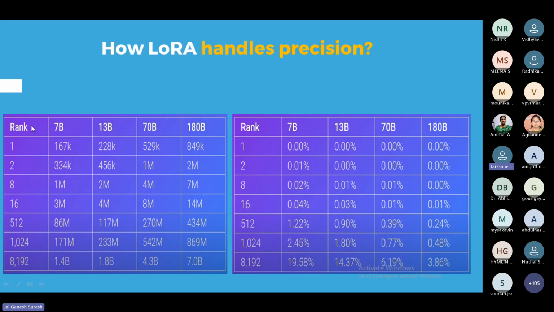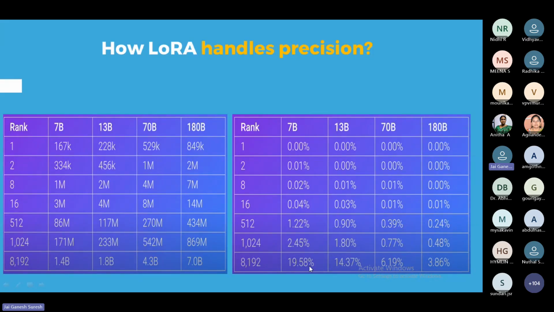If I fine tune the same model with rank 2, it will be 334K parameters. That makes a different impact, 0.01%. If you go for rank 8, it's about 1 million parameters. Rank 16 is 3 million parameters. On the other hand, if you choose rank 8,192, it will be fine tuning about 1.4 billion parameters of 7 billion, which percentage-wise is just 19%. You are updating your model with just 19% of your overall parameters.